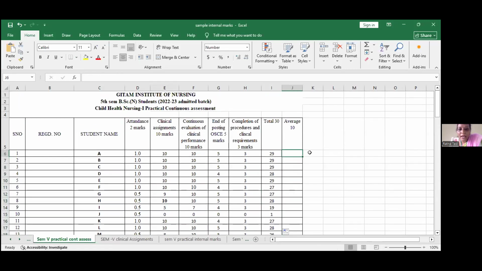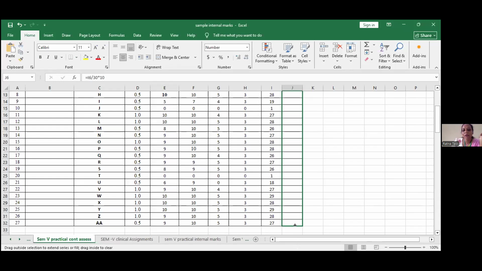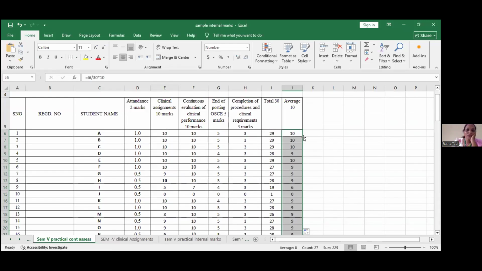Now I want the average. I told you the formula: equals, select the left side, then slash, the grand total, which is 30, then star 10 and enter. So I got my average out of 10. I drag this down and I'll get it for all the students.